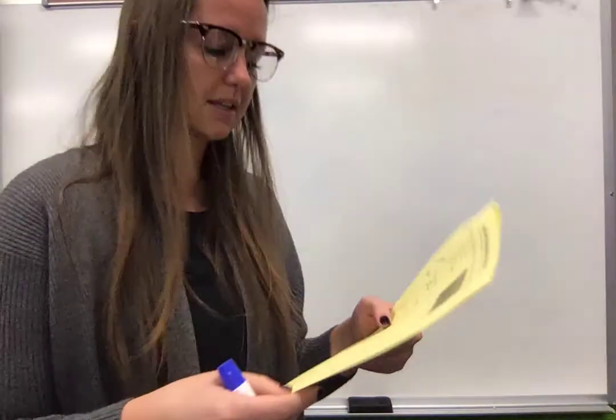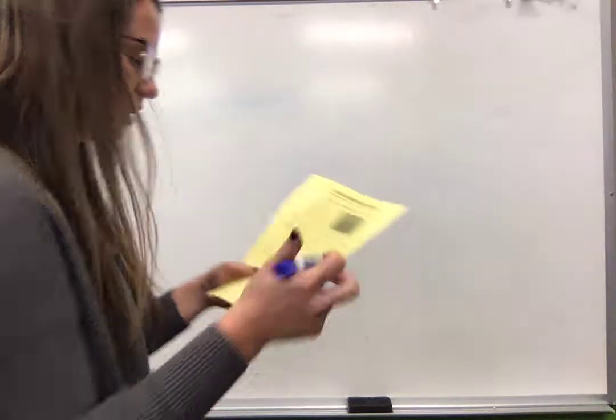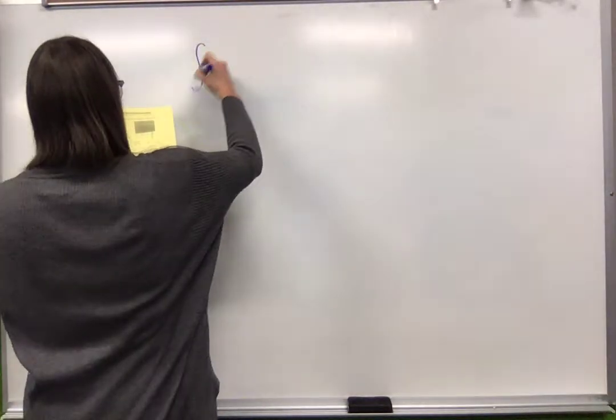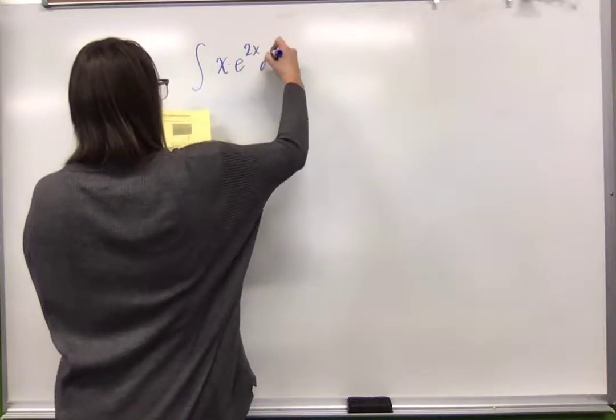Number 3 is an example of integration by parts. That's the third standard on your test. This is the ultraviolet voodoo one. You'll have to do this for sure. So number 3 is the integral of x times e to the 2x dx.